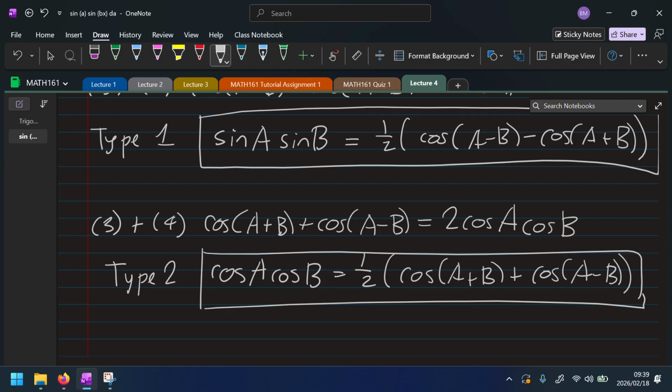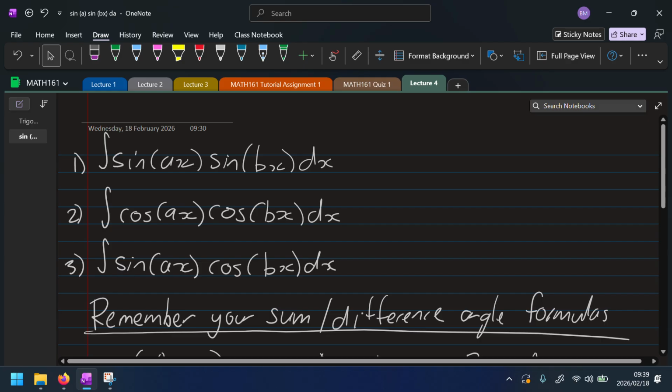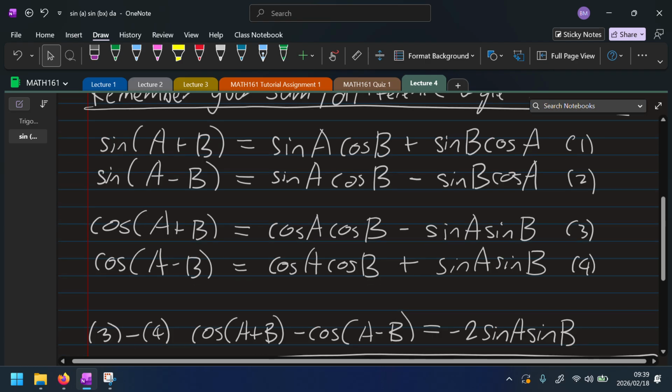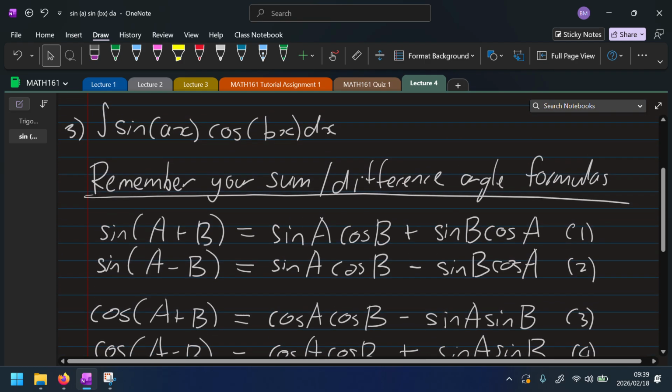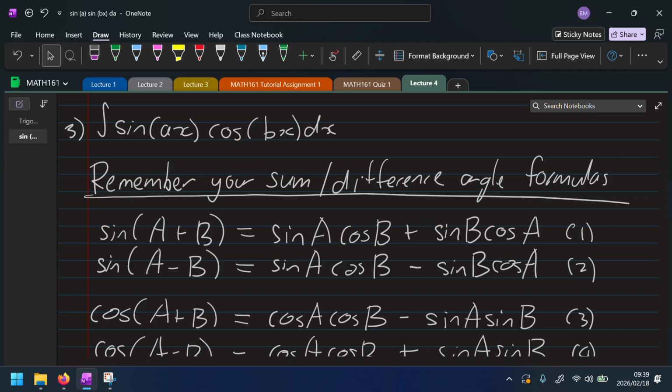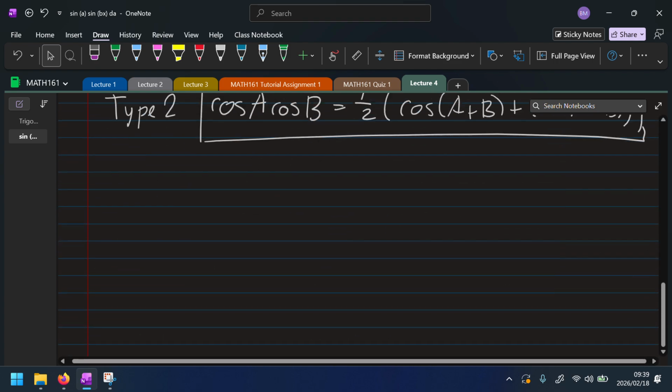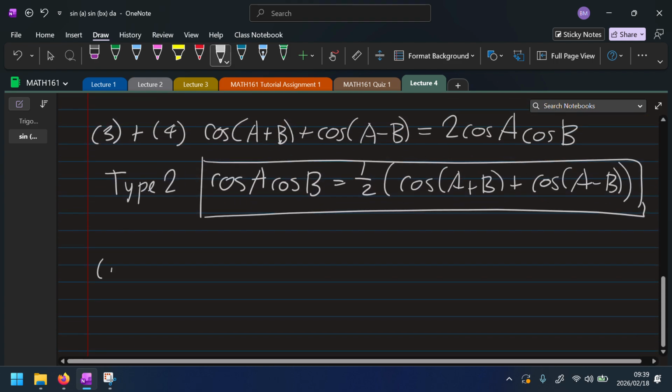Okay. And then the last one we need is for the third case, for sine A, cos B. So let's look at equations 1 and 2. What can we do with these two? Right, we want to cancel one of those terms there on the right. So what can we do? Just add them. Yeah, you can just add them, and then that term on the end there, that's just going to go. So equation 1 plus equation 2.